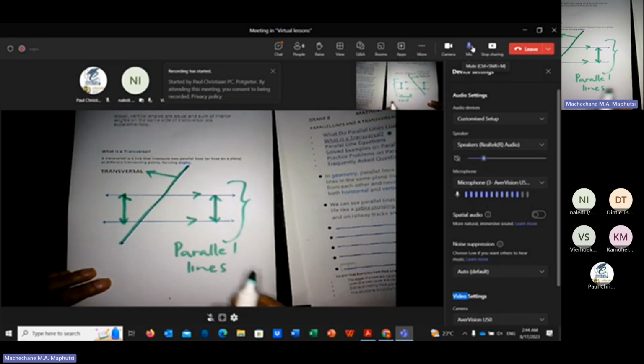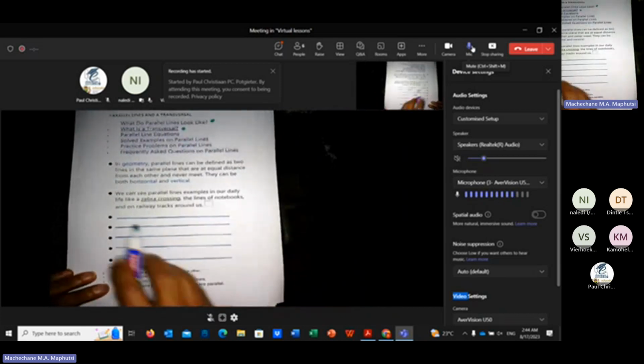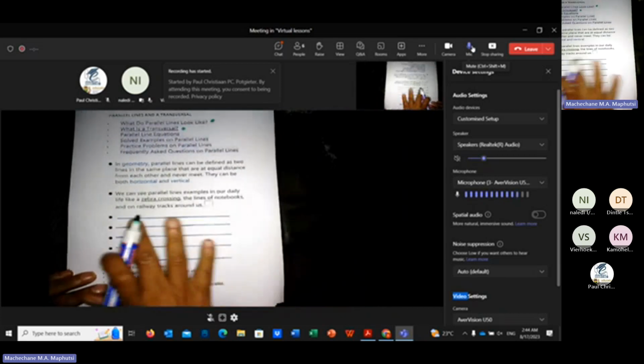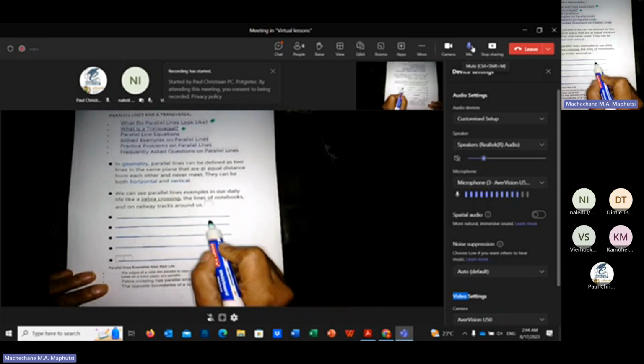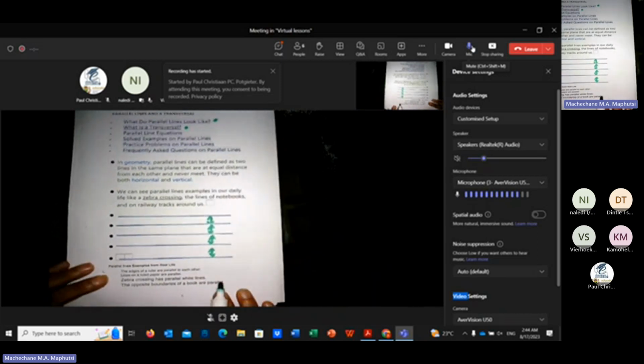But it does not mean we can only have two parallel lines. We can have as many parallel lines as we can. As you can see here, I'm having many lines, and these lines between them, they are equidistant from each other. So in that way, we can say these lines are parallel lines.